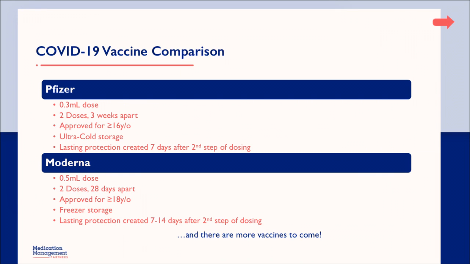The Moderna vaccine is a 0.5 milliliter dose. Still, two doses are required 28 days apart, so day one and day 29. It's approved for people over 18, so notice the difference there between that and the Pfizer. Again, Moderna vaccine was not studied in people under 18. It requires regular freezer storage, and lasting protection, or antibodies, that give the 95% effectiveness for the vaccine is expected about 7 to 14 days after the second step of dosing. So there are more vaccines to come, but these are the two that we have available to us today.